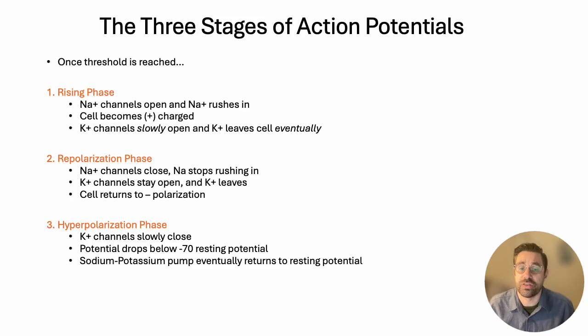We actually go through a third phase called hyperpolarization, where the neuron is actually lower than negative 70, or even more polarized than normal. And this is because we've pumped so much potassium out of the cell that we're now even more negative, and we need to pump things back with our sodium potassium pump just to get back to resting potential.